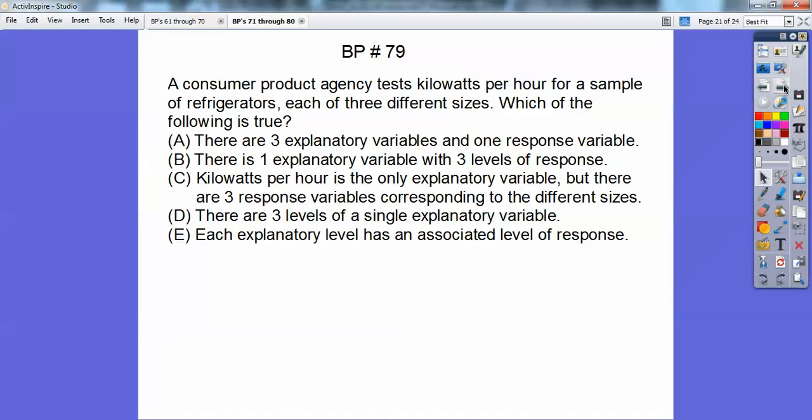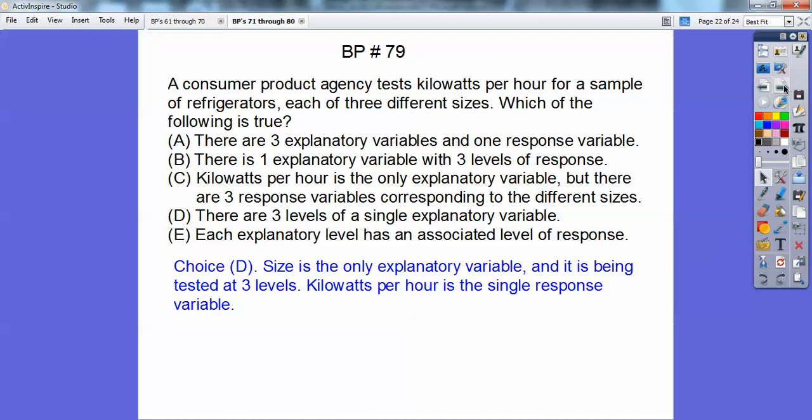All right, got a couple more here. A consumer product agency tests kilowatts per hour for a sample of refrigerators, each of 3 different sizes. Which of the following is true? There are 3 explanatory variables and 1 response variable. No, they're just testing 3 different refrigerator sizes. There's 1 explanatory variable with 3 levels of response. No, there's not 3 levels of response. We're just measuring kilowatts.